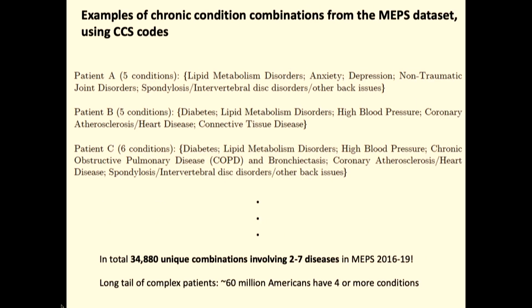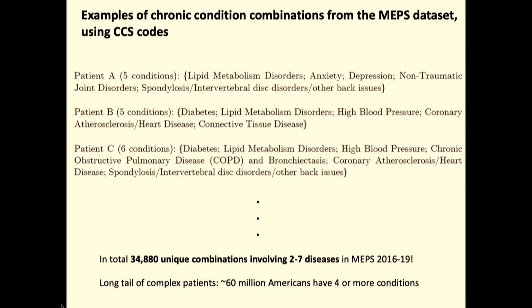So let's see how the example chronic condition combinations look in this case. So we have, for example, 3 patients here. These are the CCS diagnosis codes that we are using. So the first patient here has these 1, 2, 3, 4 different chronic conditions. Lipid metabolism disorders is simply high cholesterol. Anxiety, depression, that's self-explanatory. Non-traumatic joint disorders, that's a musculoskeletal problem. And then you have this other sort of long category, which is also a musculoskeletal problem, spondylosis. So this is a person with 4 conditions.